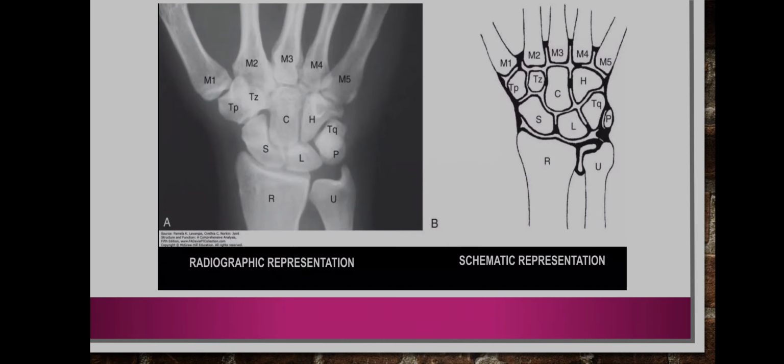images. First is your X-ray image and second is your schematic representation. This shows your carpal bones. Now we have 8 carpal bones in our hand, which are, from lateral to medial, S stands for scaphoid, lunate, triquetrum, trapezium, trapezoid, capitate and hamate. And M1, M2 here stand for your metacarpals.